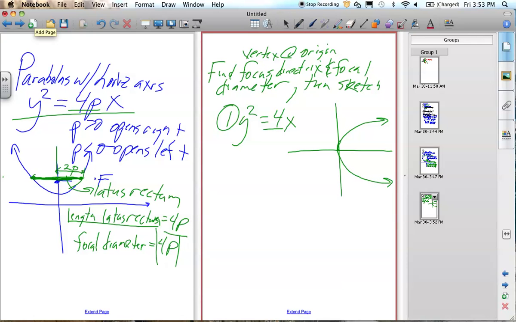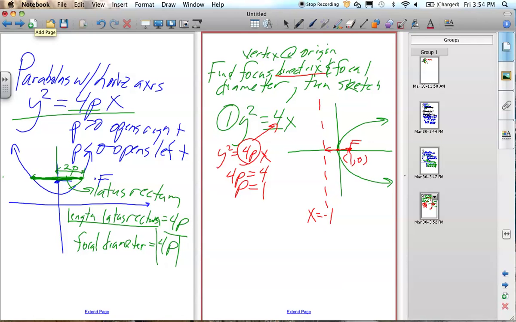Now the general form, if you remember, is y squared equals 4px. So 4p is equal to 4, and we solve for p, so p is 1. So to draw your focus, we start at the origin and go 1 unit, and there's my focus. To get the directrix, I start at my vertex and go 1 unit in this direction. There's my directrix. It will be at x equals -1. And my focus will be at (1, 0).